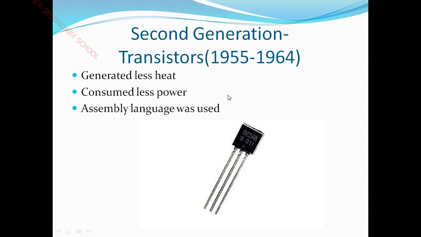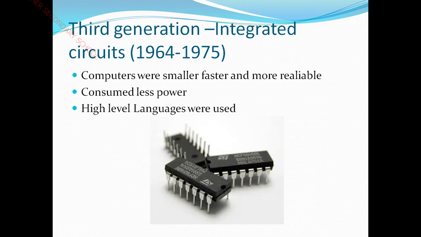So next we will move to the third generation. Third generation computers were developed between 1964 and 1975. They used integrated circuits. In this generation, computers were smaller, faster and more reliable. What is the meaning of reliable? I told you, a computer will do a repeated task without getting tired like a human being. That is called more reliable. So it is smaller, faster and more reliable than the earlier generations.